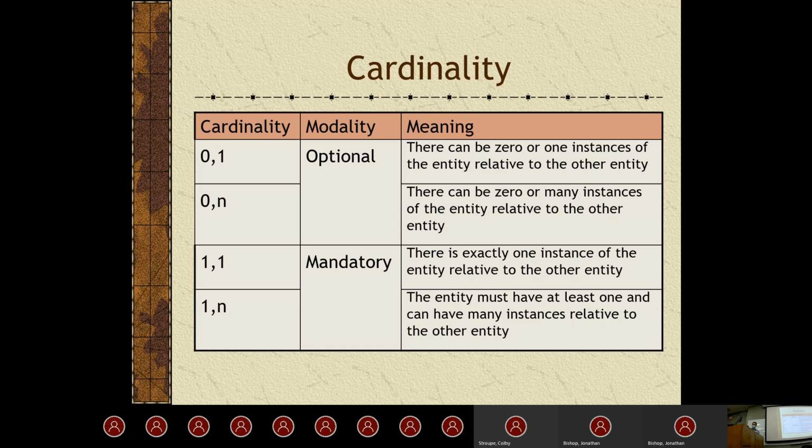Let's shift gears a little bit now and talk about cardinality. So we have cardinality and we have modality. When we think about modality, what we're saying is, is something mandatory or is it optional? If the modality is optional, it means that the minimum amount is going to be 0. Then we have the second number, that's going to be the maximum amount. So the cardinality comprises both the minimum and the maximum, whereas the modality only encompasses that minimum amount.